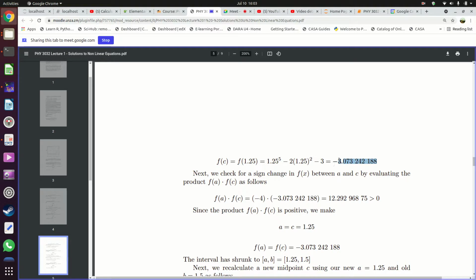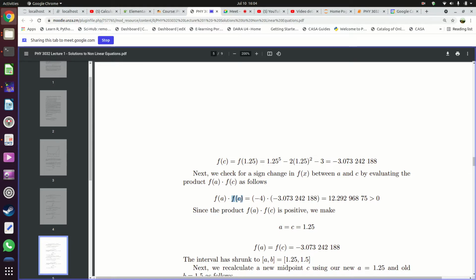This number is negative. Then we want to see if there's a solution between A and C. How do we find out? We multiply f(A) times f(C). If f(A) times f(C) comes out positive, then we know there's no solution. If f(A) times f(C) comes out negative, then we know there's a solution. So in this case, A is 1, and f(A) is minus 4.